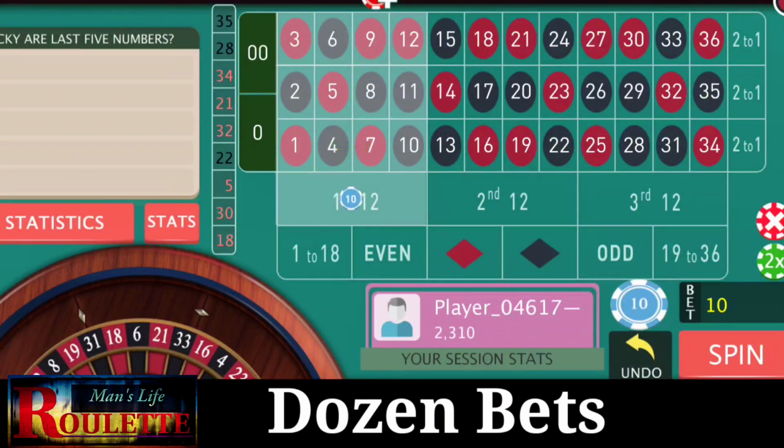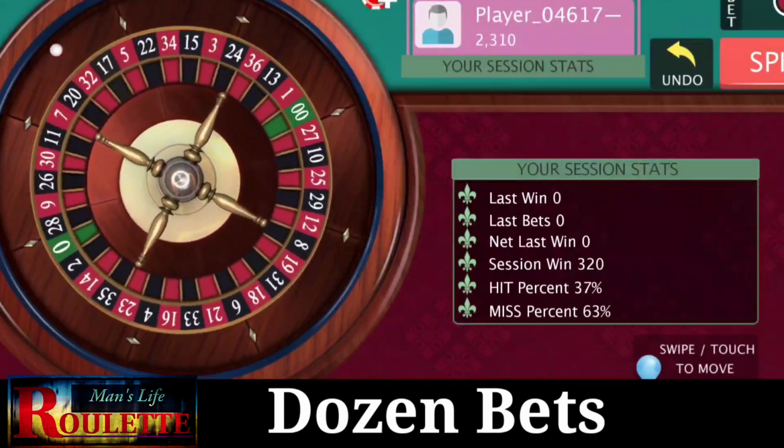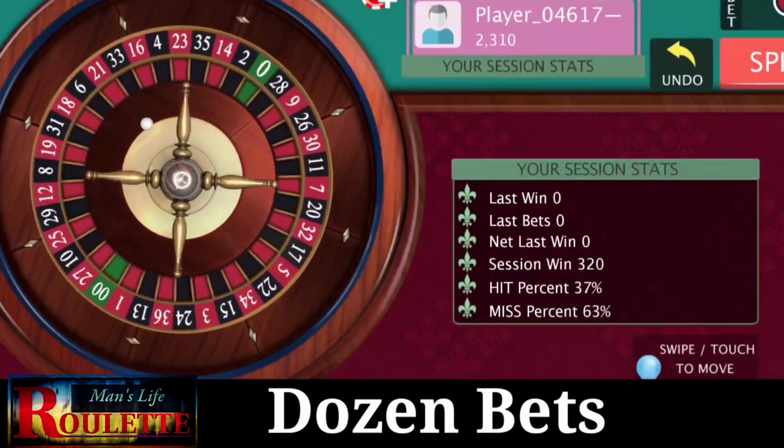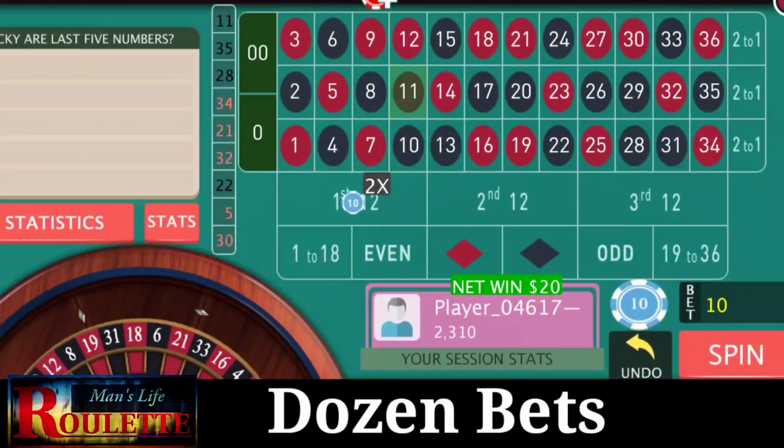We have started from $10. If we lose, we will increase to $30. This time I win here, so no need to increase at this point of time, or even I can also decrease the bets because I am at the basic bet. So let's go with the same amount for another spin.